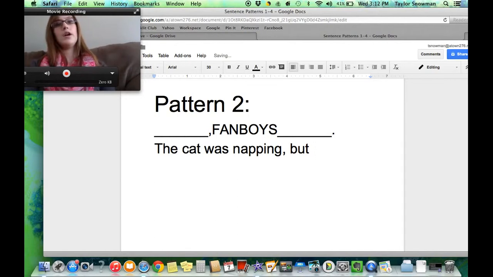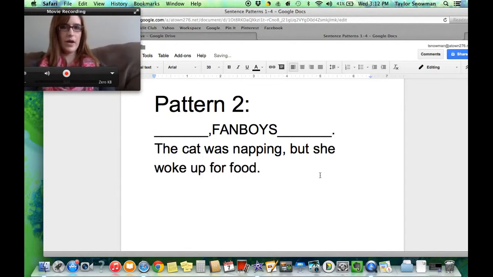Anyway, so the cat was napping, but she woke up for food. Okay? So the cat was napping. Could that be its own sentence? Yes. She woke up for food. Could that be its own sentence? Yes. Put them together and slap a fanboys in the middle, and you have yourself a pattern 2.